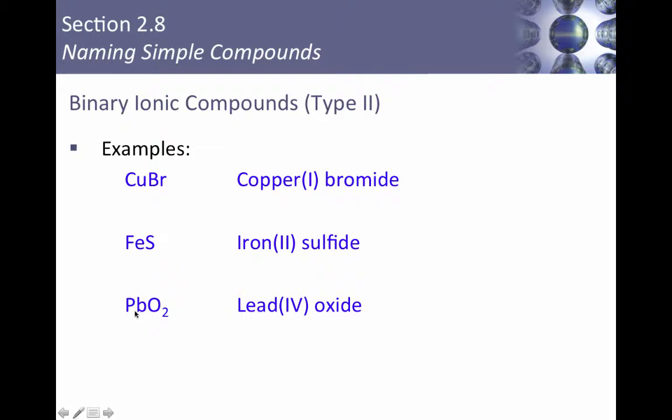All right, and now down here we have lead oxide. Now we know that oxygen always has a charge of -2. So we're going to have -2 times 2, which is going to be a total of -4 here. So our lead must be +4. So lead(IV) oxide.